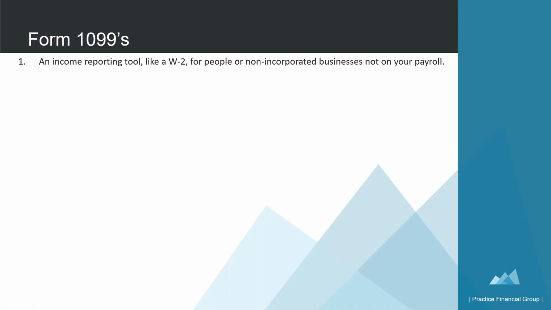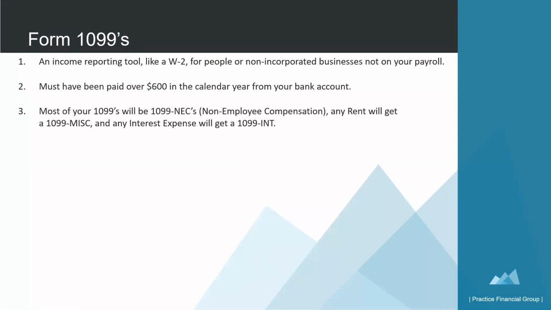1099 NECs, or non-employee compensation, are issued to any independent contractor, freelancer, sole proprietor, self-employed individuals, or attorneys paid $600 or more in a calendar year. Also, anyone paid rents of $600 or more in a calendar year would receive a 1099 MISC, or miscellaneous, or those receiving interest income from a loan would receive a 1099 INT.